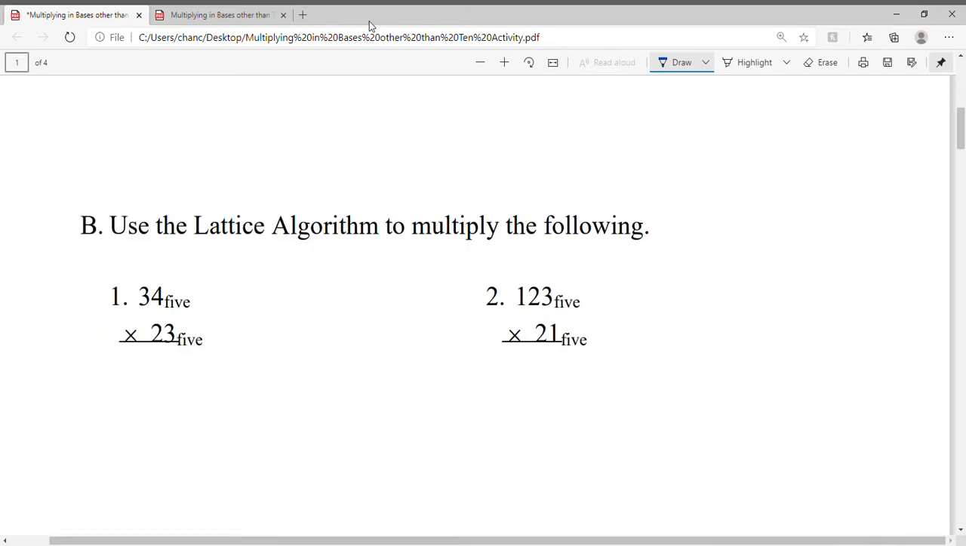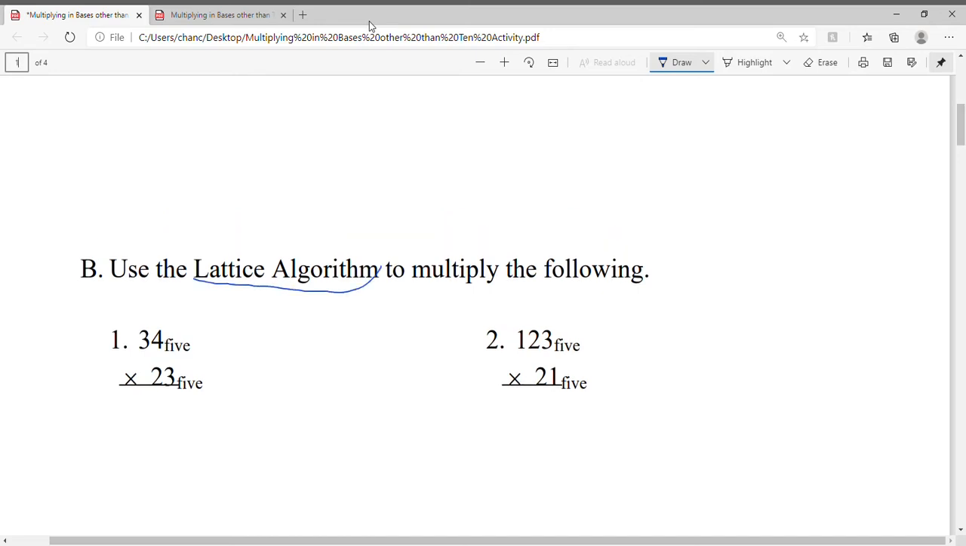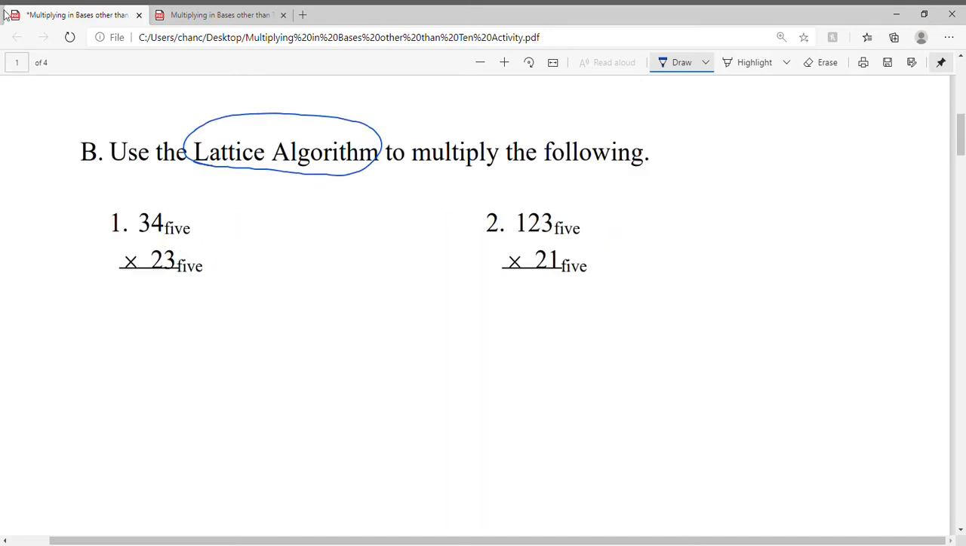In example B, let's use the lattice algorithm to multiply the following. In the lattice algorithm, it's going to give us the exact same answer as in part A. So let's do the same questions again, but this time using the lattice algorithm. So let's start example 1 with the lattice method.